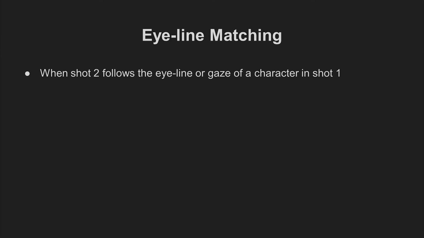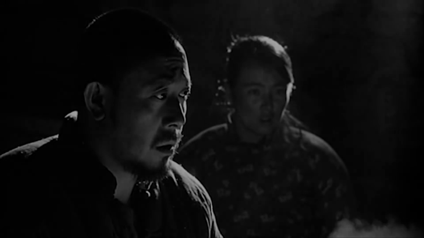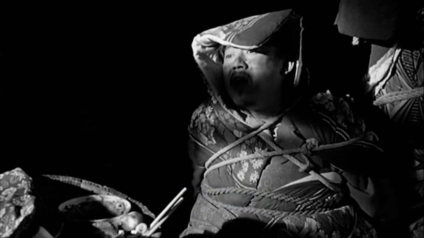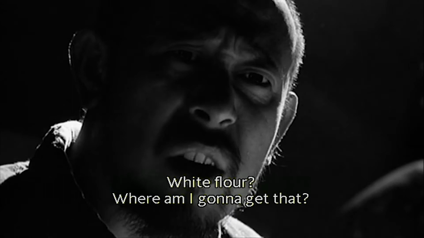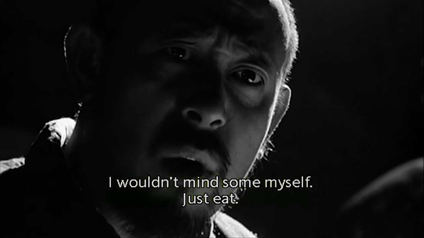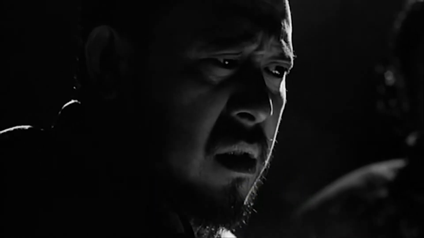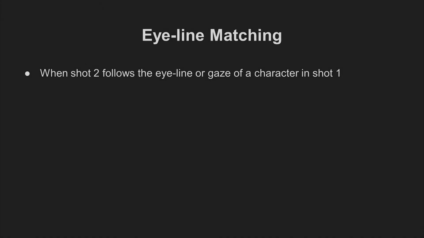The first of these is a technique called match on action, and it is when an action from shot 1 is continued into shot 2. Eyeline matching is of a similar concept. This technique entails that shot 2 follows the eyeline or gaze of a character in shot 1. This can be done in the fashion of a POV shot, although it is not always necessary.